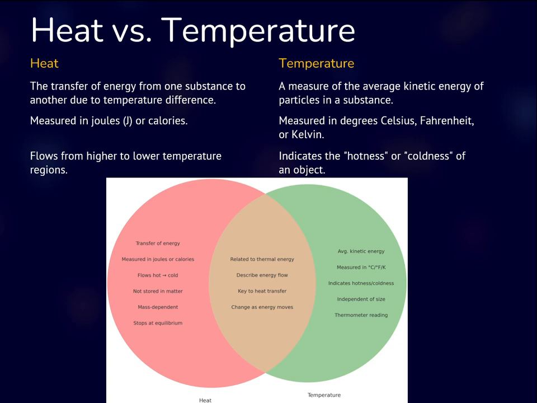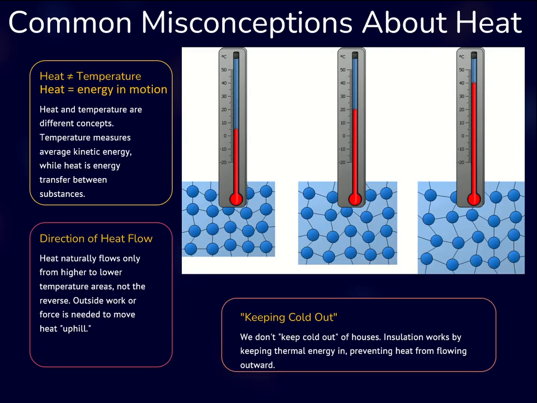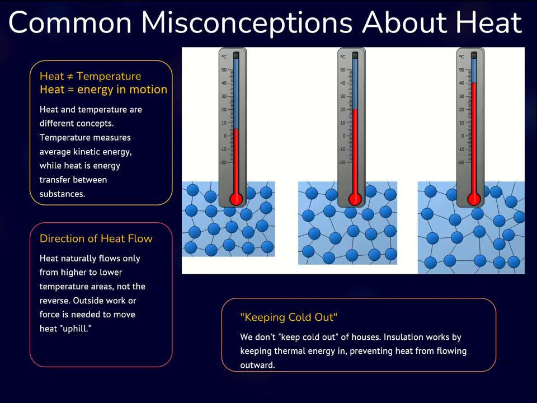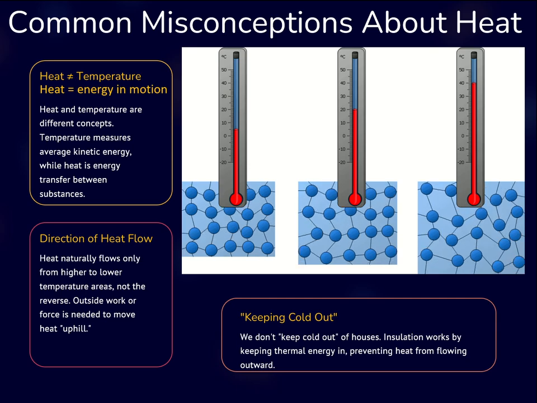Here's a practical comparison. Imagine a large cup of hot water and a small cup of hot water. Both are at the same temperature. Even though they have the same temperature, the large cup contains more water molecules and thus more total thermal energy. It holds more heat. This is because heat depends on the amount of energy in motion, while temperature is just a measure of the average. Now, many people believe that heat and temperature are interchangeable, but they are not.